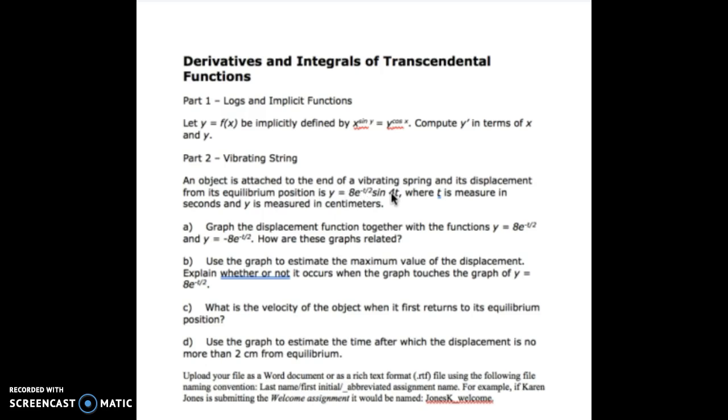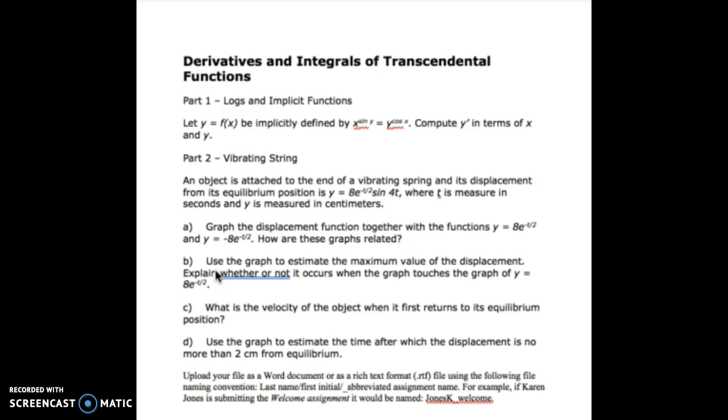In part A, you're going to graph the displacement function, which as you can see is right here. You're going to graph that displacement function, and you're also going to graph these two functions in part A. Now, when it says how are these graphs related, you need to relate all three of those graphs, not just two of the three, in any random two of the three. Make sure that you discuss the relationship between all three functions as viewing the graph.